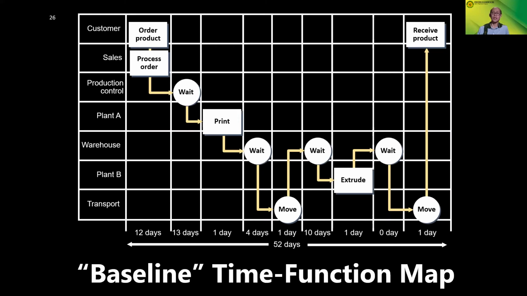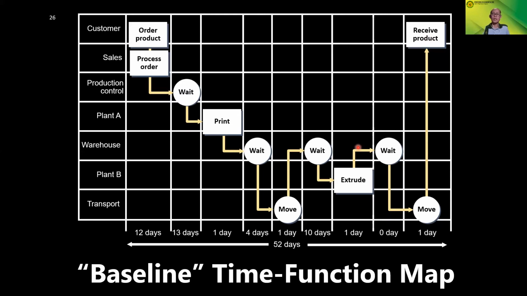Here, what we can see is a baseline function map. In the time function mapping, nodes indicate the activities. What we mean by nodes are the different activities like product ordering, processing, waiting, printing, until the final product is received by the consumer. The arrows indicate the flow direction with the time on the horizontal axis, as you can see here at the bottom. As you can see in this slide, it took 52 days to complete a transaction from the time the customer placed an order up to the time the order was received.